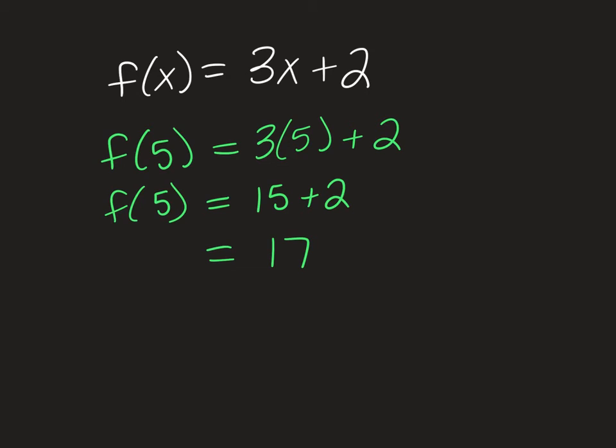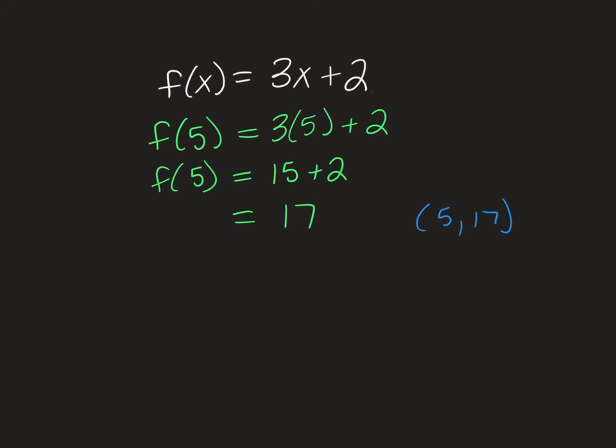So basically that means that if we wanted to graph that line, there would be a point at (5, 17), is all it means. So we're plugging in x values to get our y values, essentially. We're plugging in and simplifying. If you look at the examples on page 177, there's quite a few there.